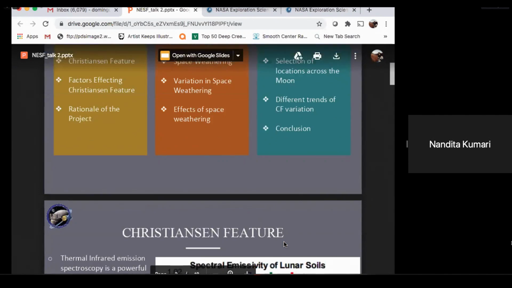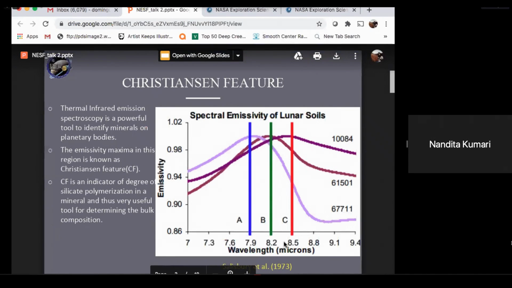Next slide. Thermal infrared emission spectroscopy is a very broadly used tool to identify silicates on airless bodies. CF is the emissivity maximum in this regime, and it's an indicator of the degree of silicate polymerization in a mineral. So it's a very useful tool for determining bulk composition. These three lines that you see are the three bands of the Diviner instrument that I'm using for my study, bands 3, 4, and 5, around 7.9, 8.2, and 8.5 microns.